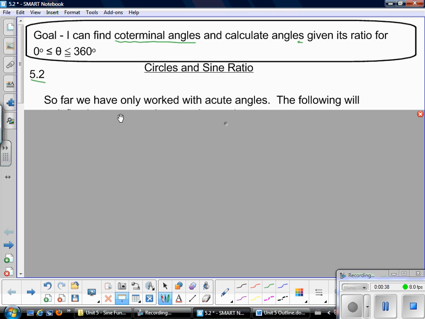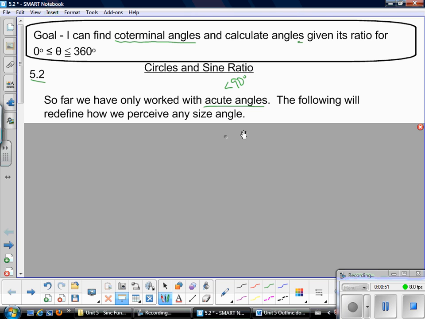So far we've only worked with acute angles. And remember that means that we've done things that have been less than 90 degrees. Okay, so now what's going to happen is the following: we'll redefine how we perceive any size angle. So we're going to be looking at angles that are greater than 90, even for the first part, even greater than 360 degrees even.